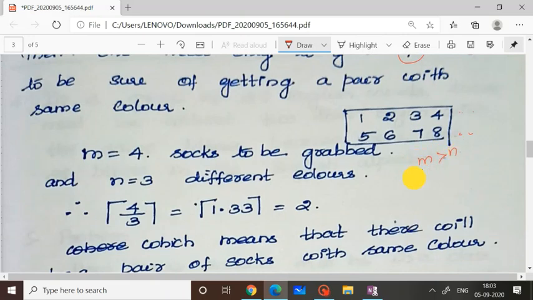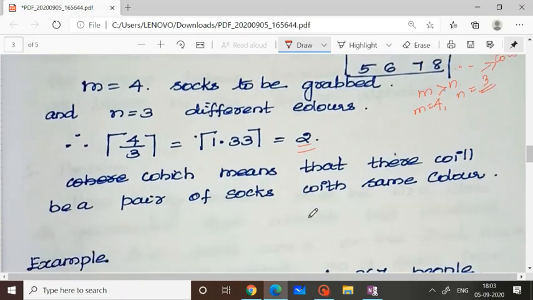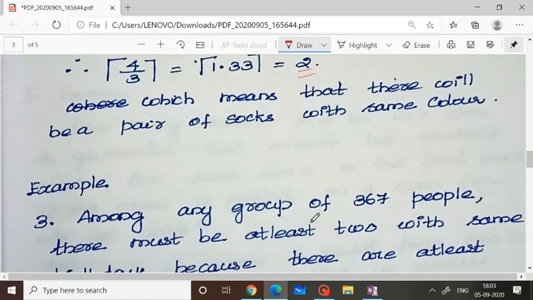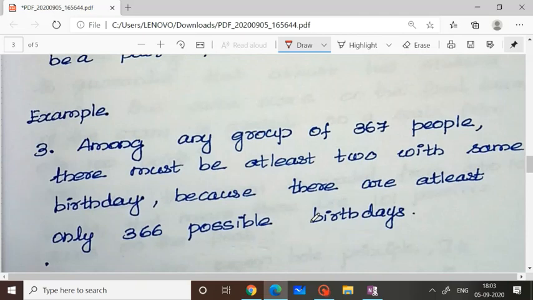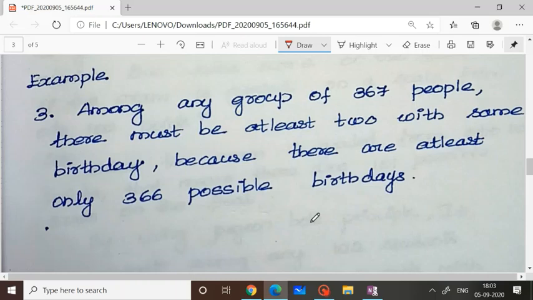So let us take m equal to 4 and n equal to the 3 distinct colors. So m divided by n, that is 4 by 3, is 1.33, and the ceiling is 2, which means that there will be a pair of socks with the same color. Next example. Among any group of 367 people, there must be at least 2 with the same birthday, because there are only 366 possible birthdays.